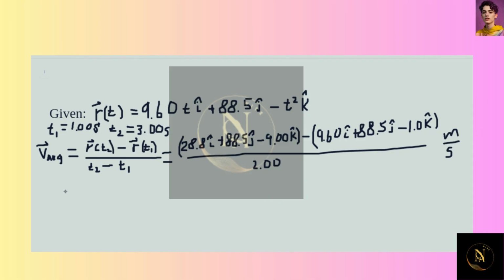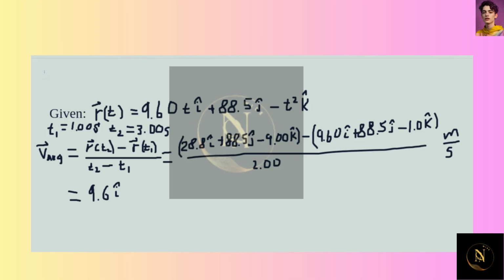Okay, so now if you go ahead and carry out the calculation, remember this is important, you can only add and subtract like components. So the i components, j components, and k components can be added and subtracted, but you can't add and subtract ij, jk, ik, for instance. So 28.8 i hat minus 9.6 i hat divided by 2 gives you 9.6 i hat. Then you have 88.5 j hat minus 88.5 j hat divided by 2. That's 0, so we have no j hat component. We don't need to write it.